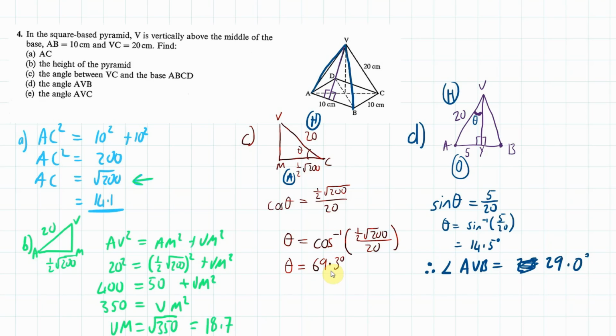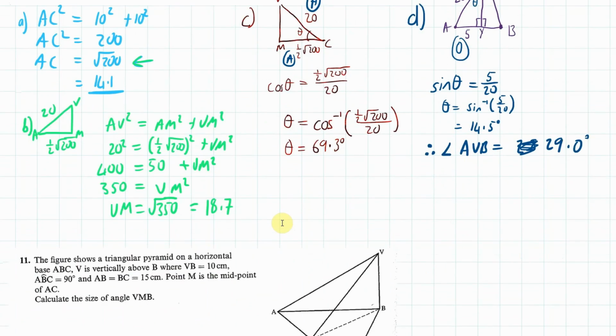Okay, moving on, we're trying to find angle AVC. Okay, right. I'm going to clear a bit of space. How am I going to do this? Okay, AVC. So we'll do this in red. Again, it's not a right-angled triangle, but we can find out angle AVM, and remember that M was in there. So let's focus on that.